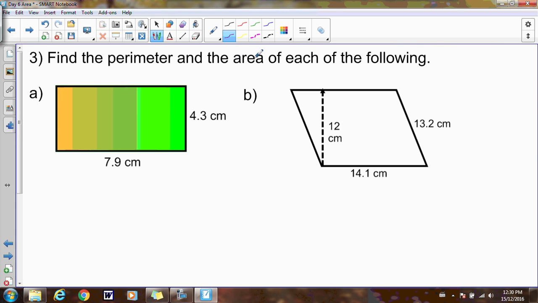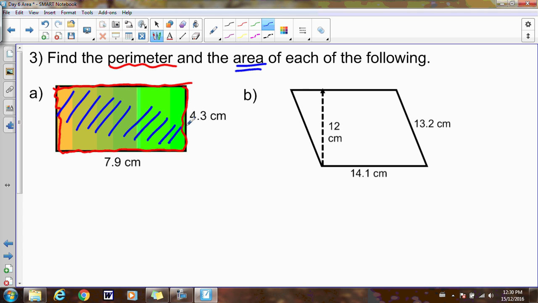Okay, let's do a couple more. This time it tells you to find the perimeter and the area of each of the following shapes. So remember, the word perimeter means that you're trying to find the outside distance along the border of a shape, and the area is asking you how much space is inside the shape. So let's do that.